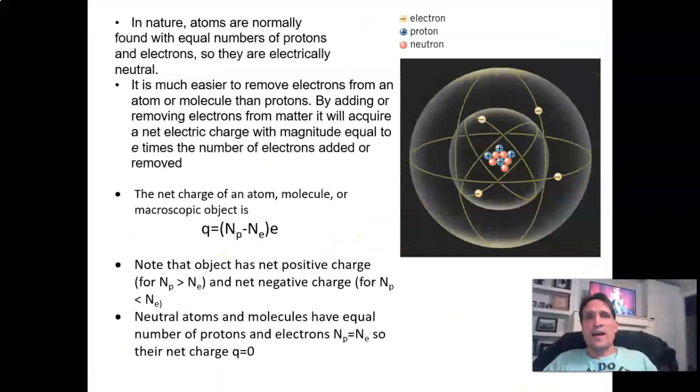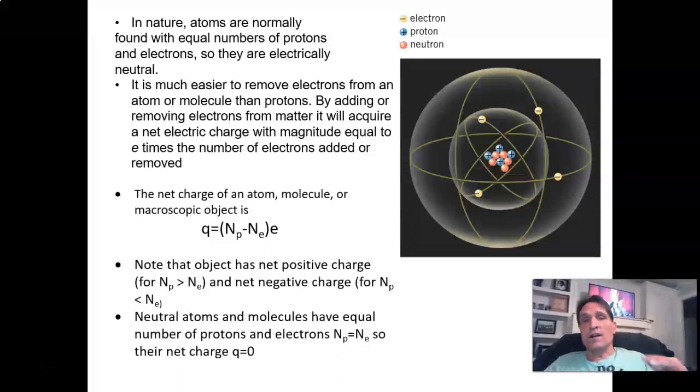So in nature, the atoms are typically found with an equal amount of protons and electrons, but we can add or remove electrons from an atom, and therefore it gives rise to a net charge, which allows it to attract other atoms and molecules or repel them. And so it's much easier to remove electrons than it is to remove a proton. And so molecules add charge by either giving up an electron or acquiring an electron.